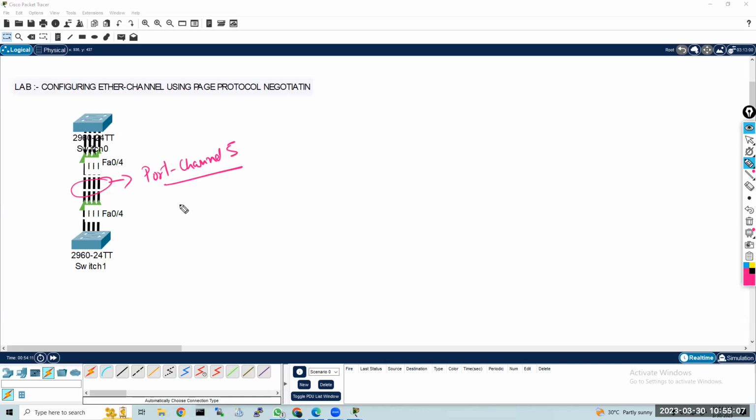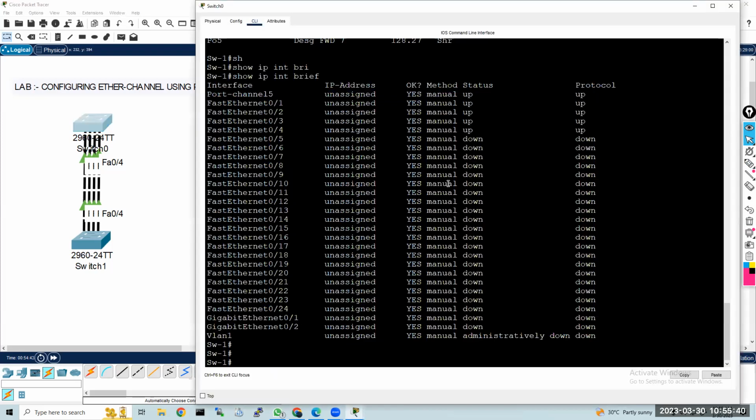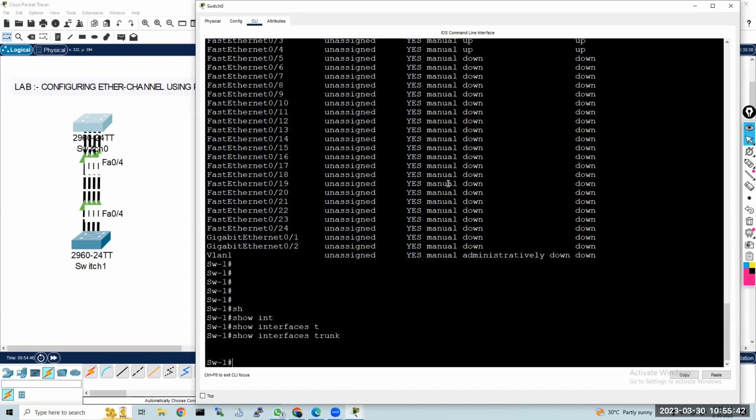What I'm going to do now is enter the port channel interface, that is 5, and make it a trunk link. They are not a trunk link yet. If I show interface trunk, it will not show you anything. Got it? So what do we have to do now?